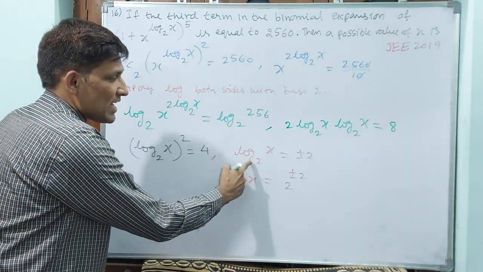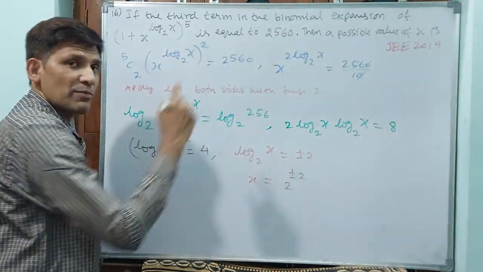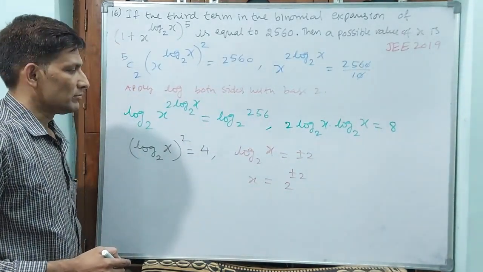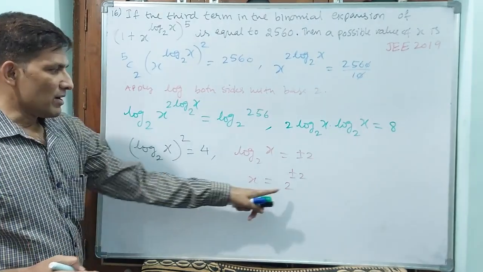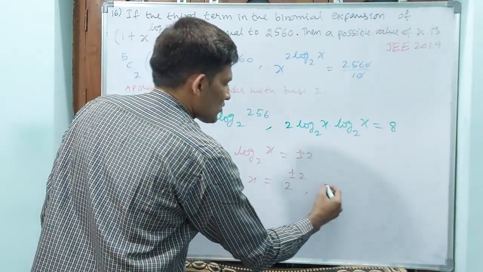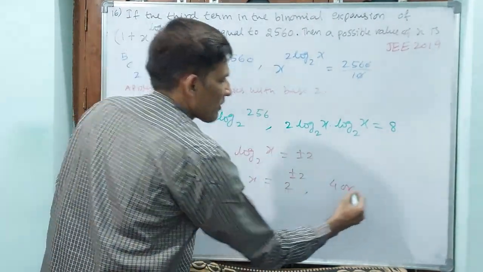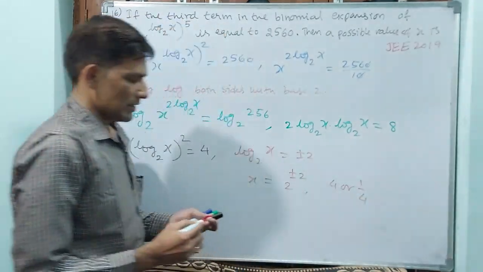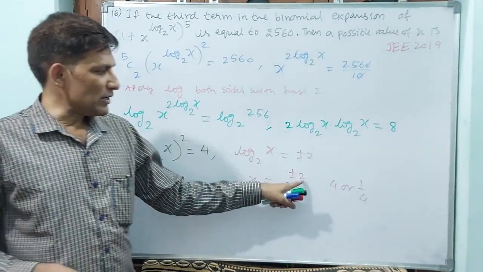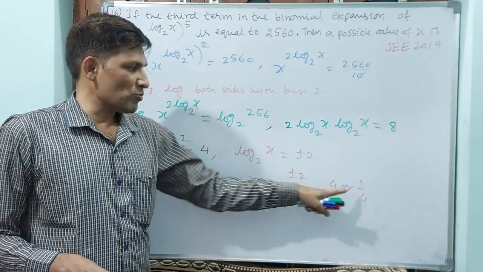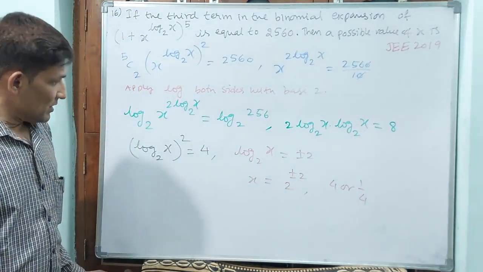Now you tell me what will happen? 2 power plus 2 means 4 or 2 power minus 2 means 1 by 4. 2 power plus 2 means 4. 2 power minus 2 means 1 by 4. Okay? This is the answer.